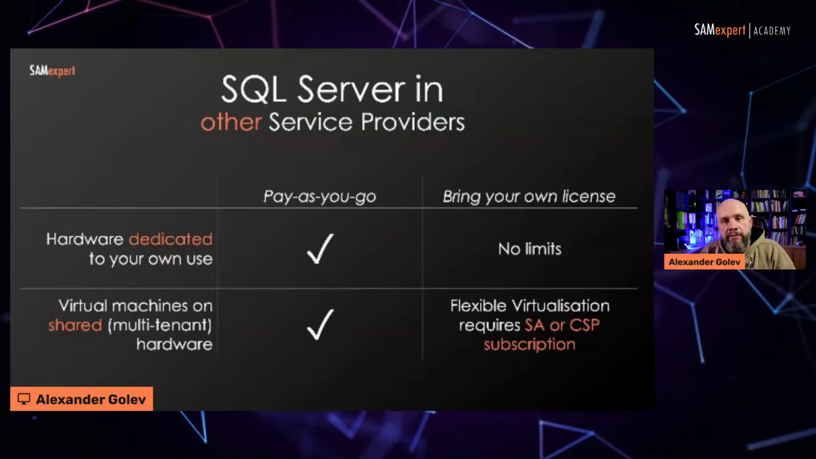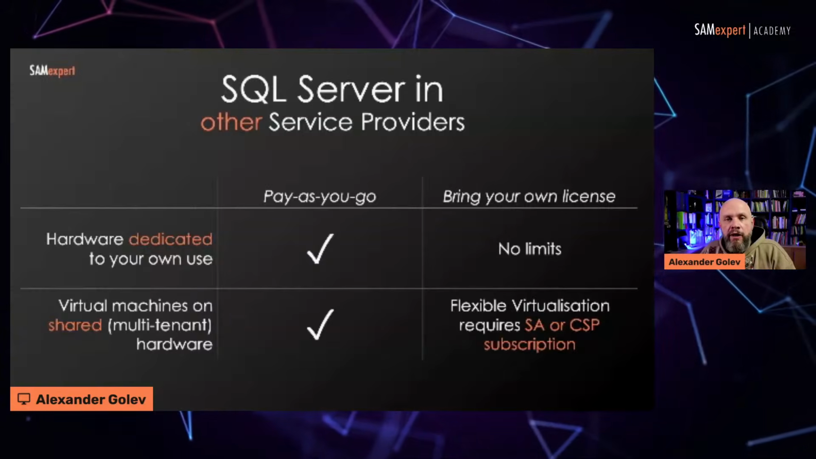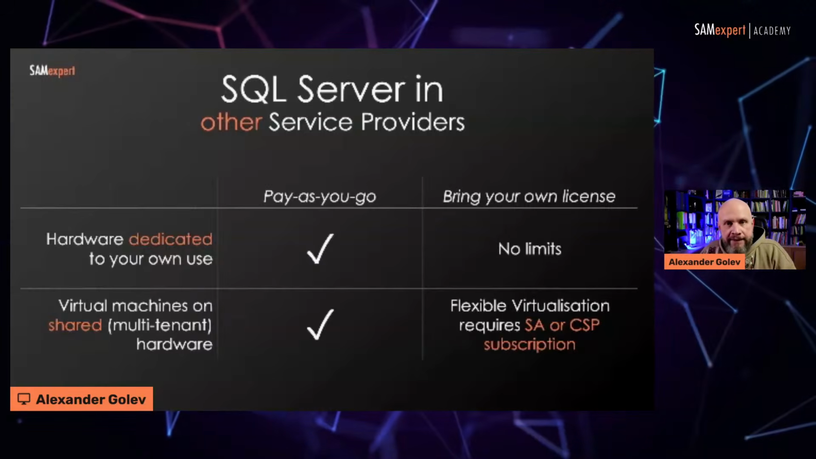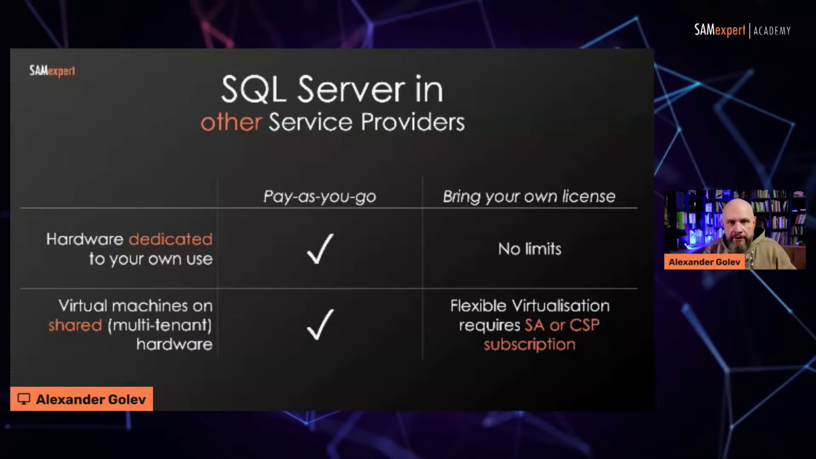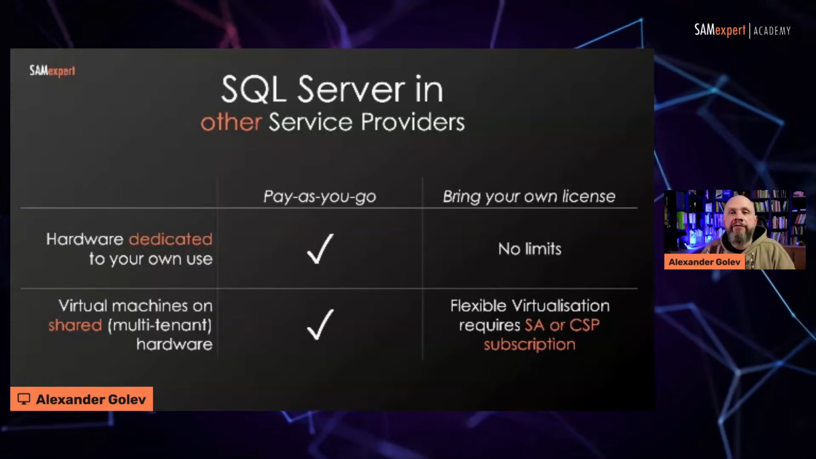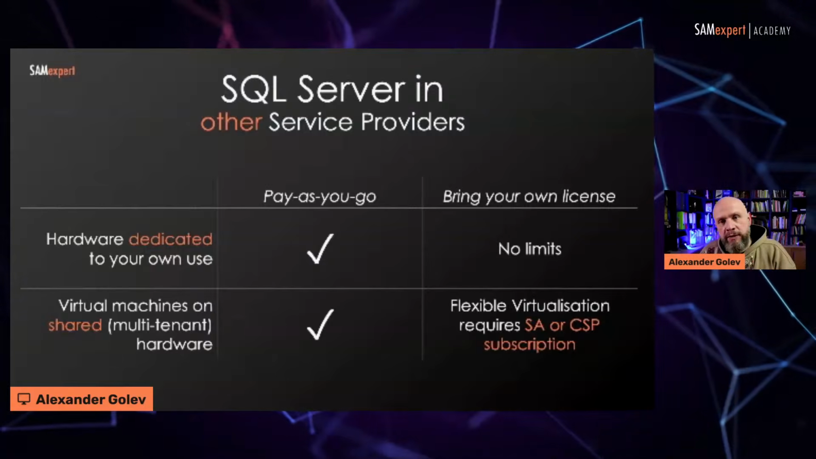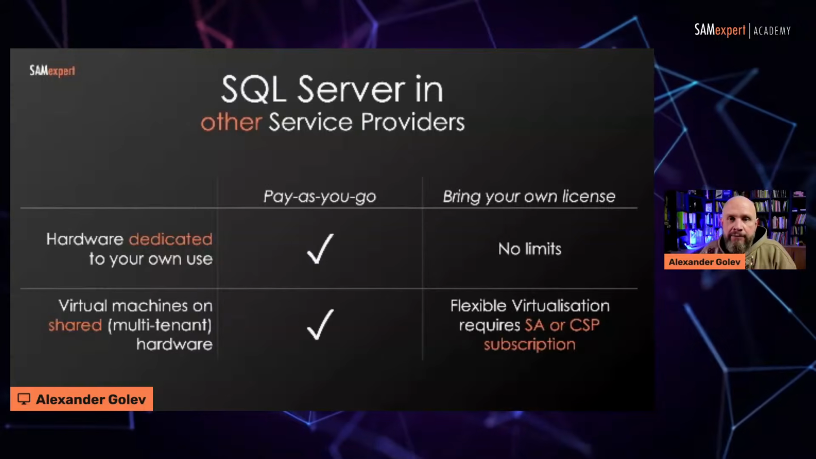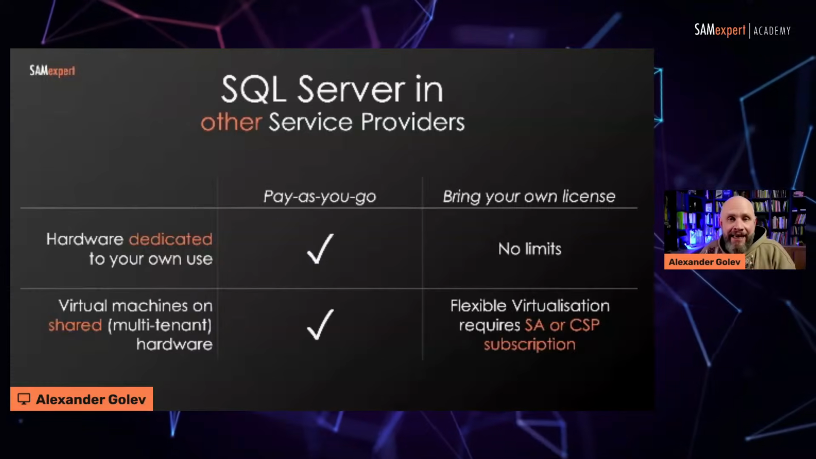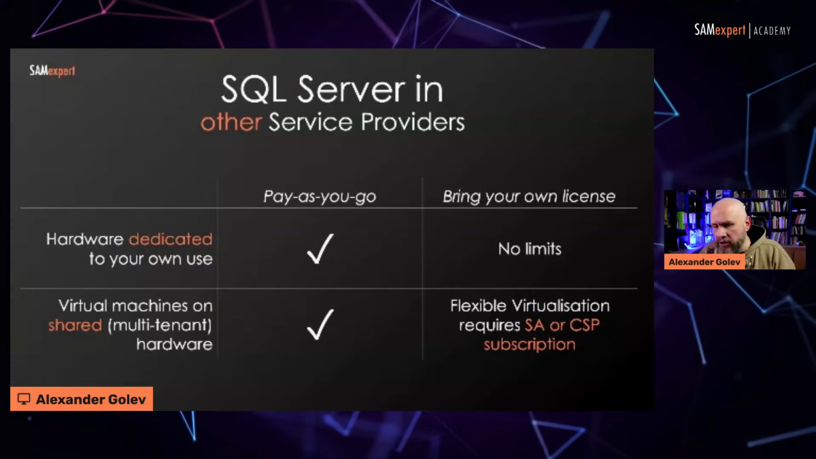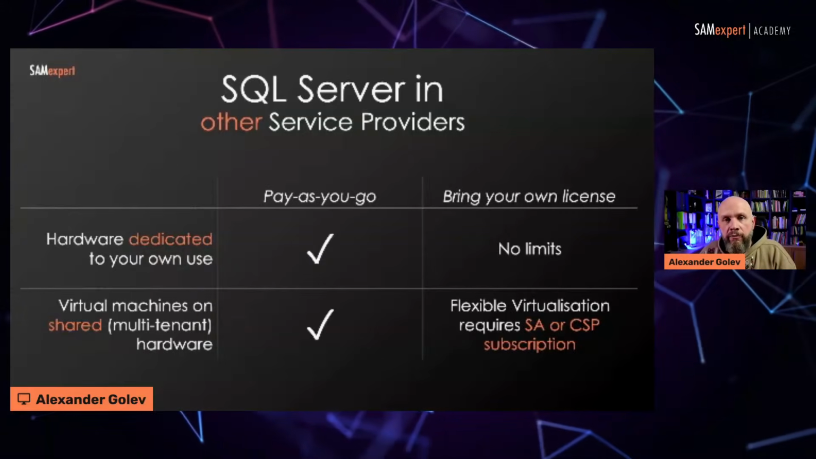The only thing you need to remember is if you're taking your licenses to shared multi-tenant public cloud infrastructure, so you're renting virtual machines on shared hardware, those licenses must have either active software assurance or a CSP subscription. Other types of licenses may not be taken to shared environments. On dedicated hardware, for example, colocation, or you just rent racks or servers from them, there's no limit for bring your own license.